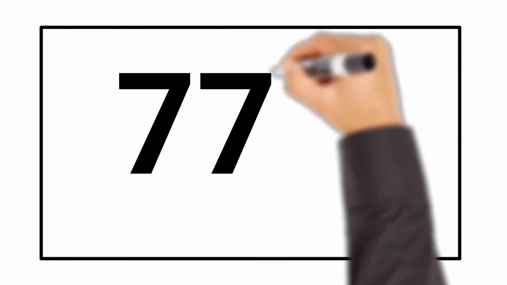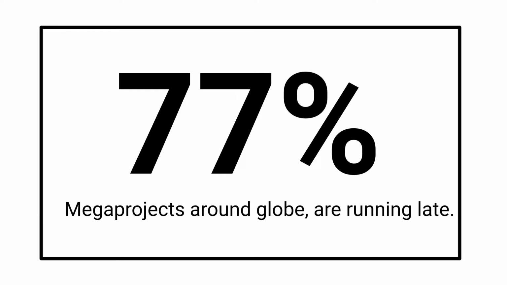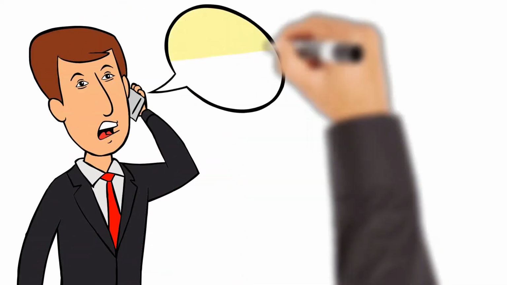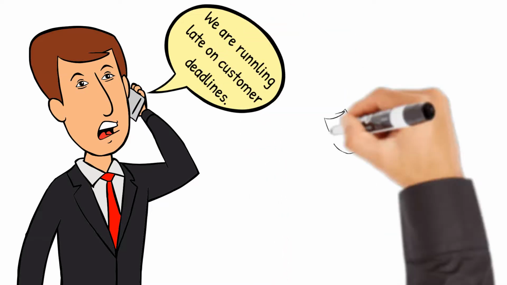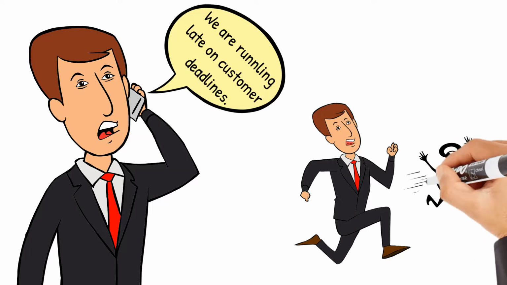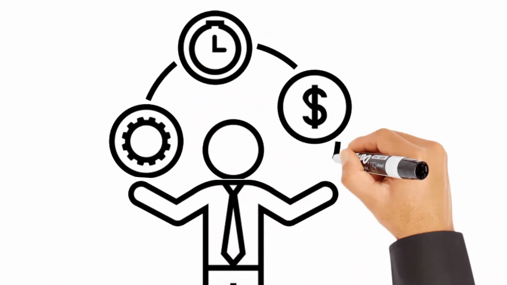Do you know, 77% of megaprojects around the globe are running behind schedule? Time constraints are a regular and unavoidable occurrence in project management. However, you, a project manager, are expected to deliver results while dealing with schedule constraints. For successful completion, all you need to know is how to trade off between these constraints.